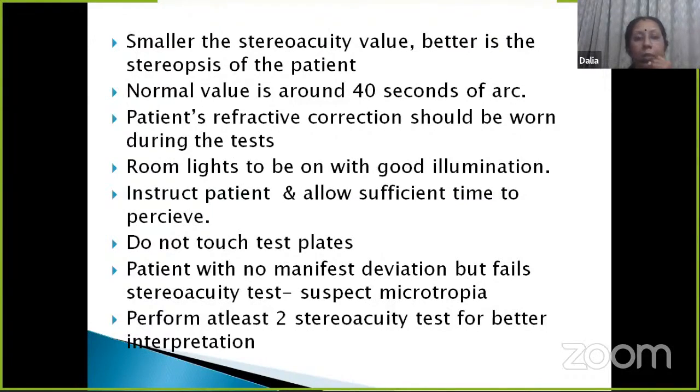Do not touch the test plate, which may manipulate it. In a patient without deviation, if they have no stereo acuity, suspect microtropia. And perform at least two stereo acuity tests for better interpretation of your patient.